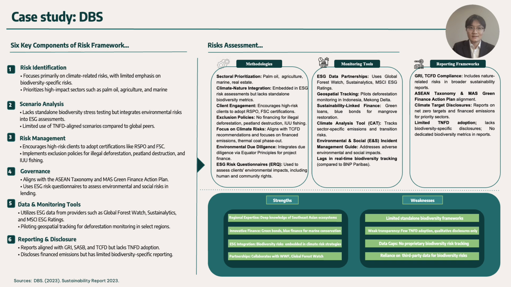DBS uses ESG data from providers such as Global Forest Watch, with geospatial tracking for deforestation. However, real-time biodiversity tracking is limited compared to peers such as BNP Paribas. Its reporting follows GRI, SASB, and TCFD, but lacks TNFD adoption. DBS strengths include expertise in Southeast Asia, and green and blue bonds. Challenges include limited biodiversity frameworks, weak transparency, and reliance on third-party data instead of proprietary biodiversity risk tracking.